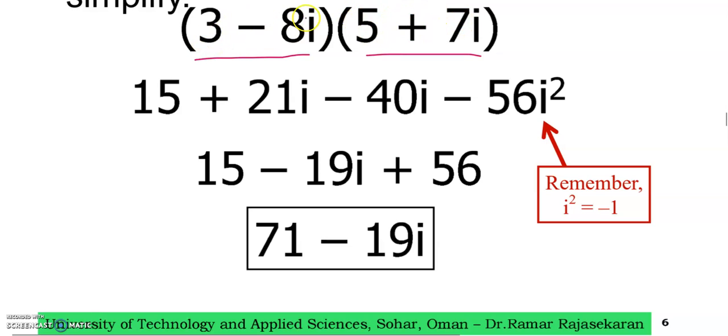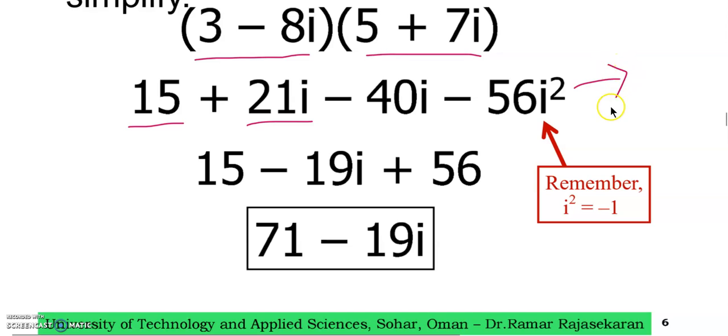So now you see, 3 multiplied by 5 is 15. Now 3 multiplied by 7i is 21i, which means we distribute 3 to both. Now similarly, you do the distribution of minus 8i to these two terms. Minus 8i multiplied by 5 is minus 40i. Minus 8i multiplied by 7i, so minus 8 times 7 is 56, and here we multiply i squared.